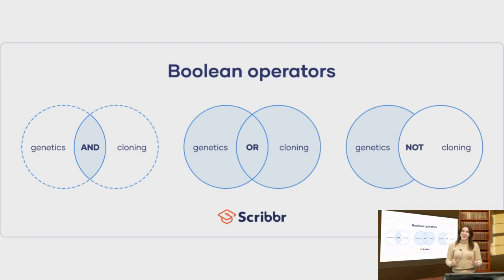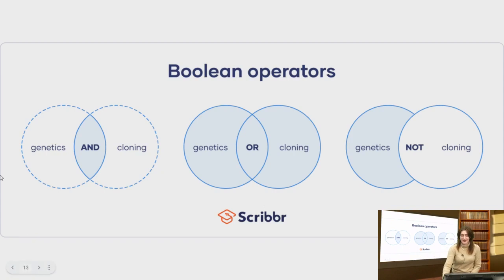If I only want things that include genetics, we're looking at this third one over here, not cloning, I'm going to use the word not. So anything that has the word genetics in it will be included. Anything that has the word cloning will not be included. If I'm okay with anything under either of these keywords coming up, here in the middle we've got or. So if I use or as my operator word, I'm going to see things about genetics, I'm going to see things about genetics and cloning, and I'm going to see things only about cloning.